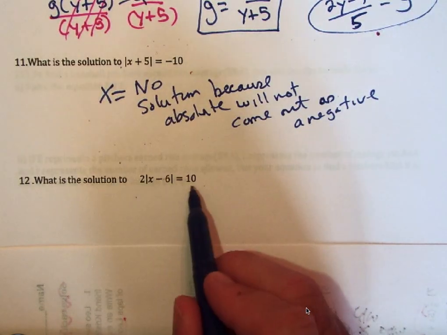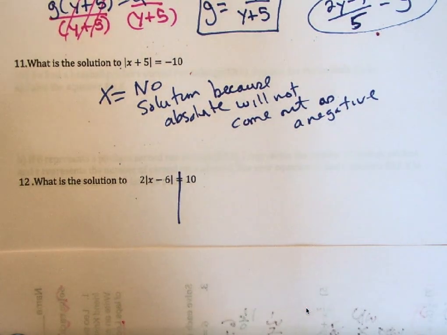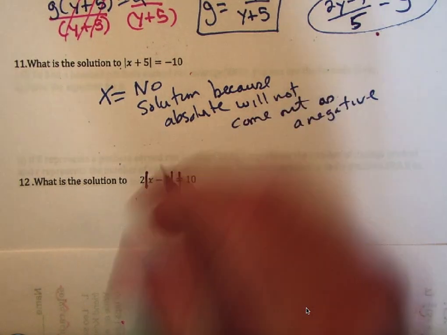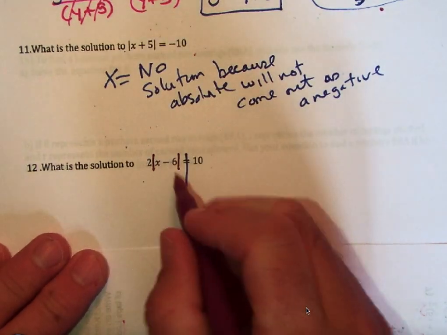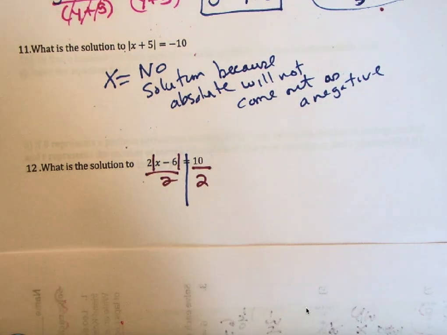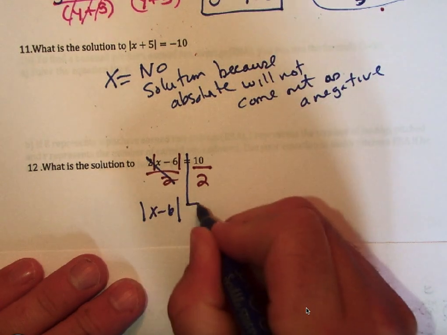Next one. Solve this. Well, this looks okay. So what we're going to do is try to solve. And remember, we're going to try to get the absolute value by itself. So this is 2 times that. So I'm going to divide both sides by 2 first, which will get us to the absolute value of x minus 6 equals 5.